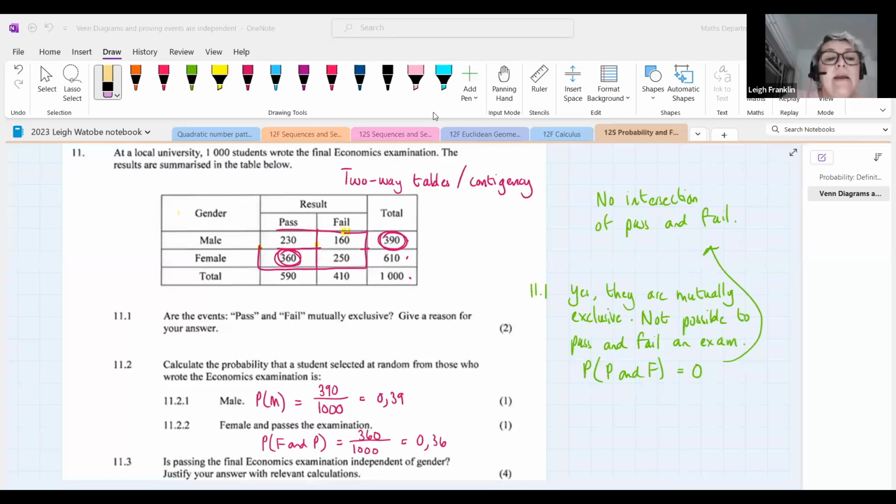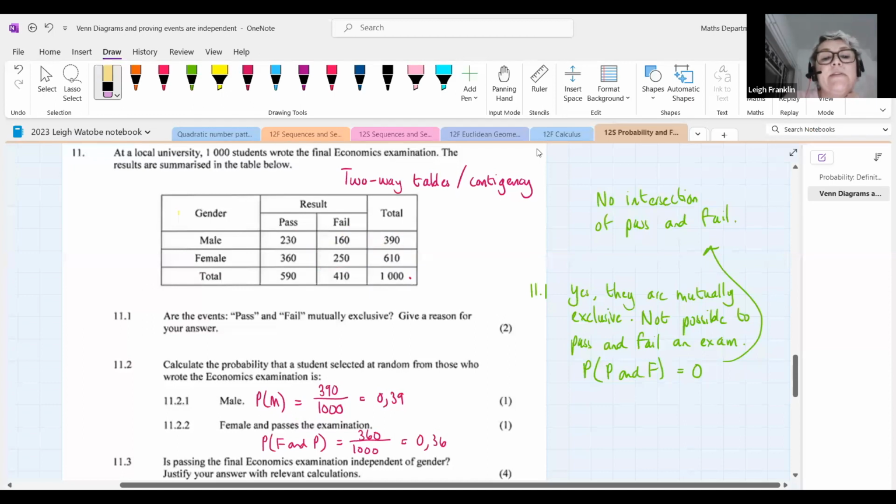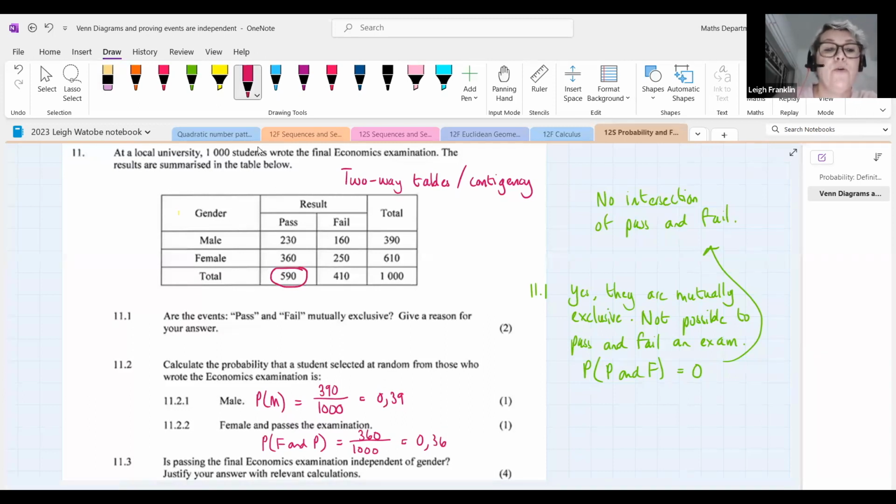Okay. So in a two-way table, let's just talk about this a little bit because this is the second question. If they wanted you to use the females as your denominator, they would have had to say: what is the probability of passing given that it is a female? How would we phrase this? Because this would be a conditional.